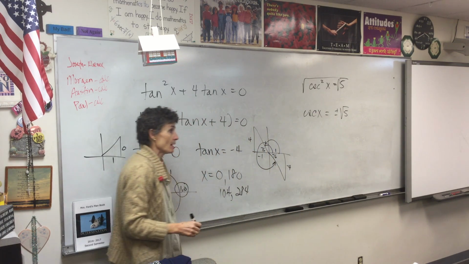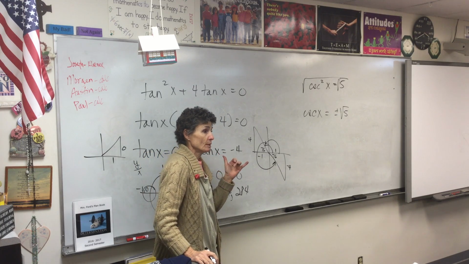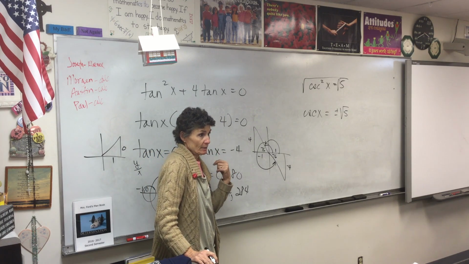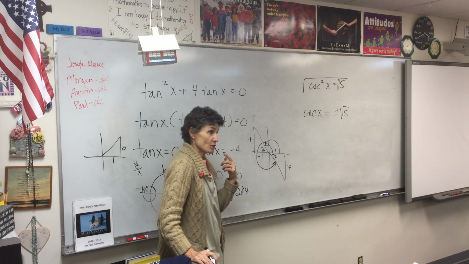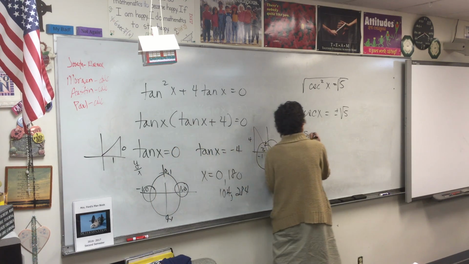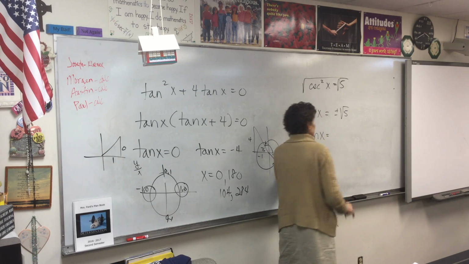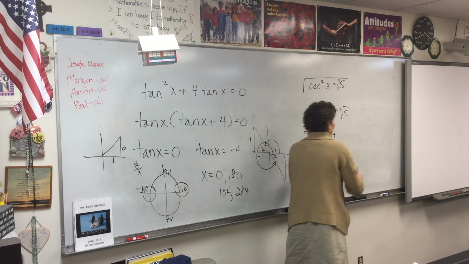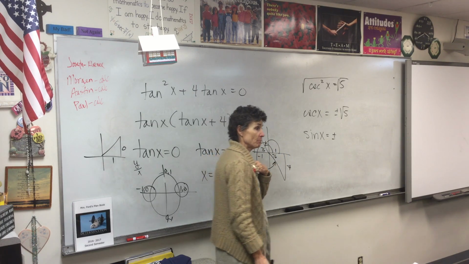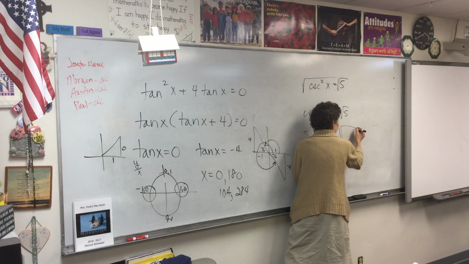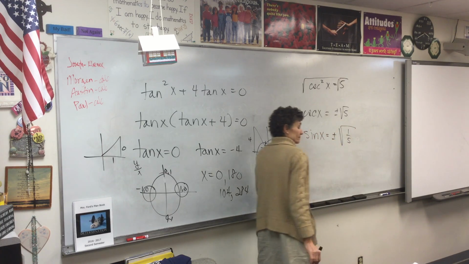Now this is a little bit of an issue because I don't have that button on my calculator, right? So I gotta change it to a sine. So if the cosecant is plus or minus the square root of 5, the sine will be plus or minus the square root of 1/5.